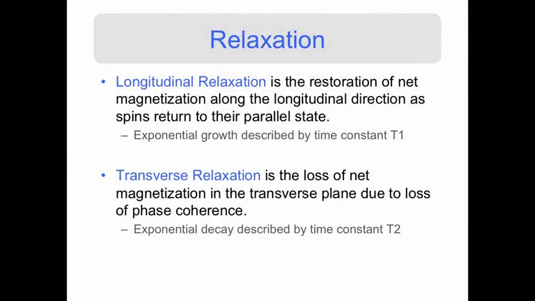So longitudinal relaxation, this is the restoration of net magnetization along the longitudinal direction, so in the z direction, as the spins return to their parallel state. Now, typically, longitudinal relaxation is described by exponential growth, which is described by a time constant T1. We'll discuss that more in a second. Transverse relaxation is the loss of net magnetization in the transverse plane, so in the xy plane, due to loss of phase coherence. And this is an exponential decay, which is described by a time constant T2.